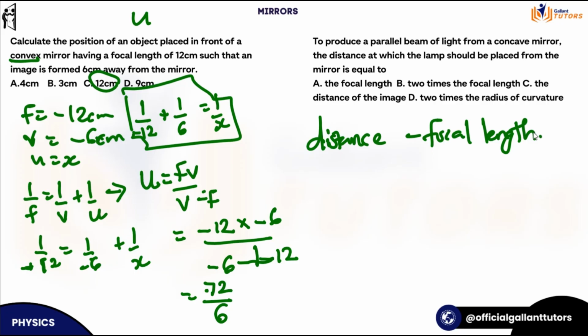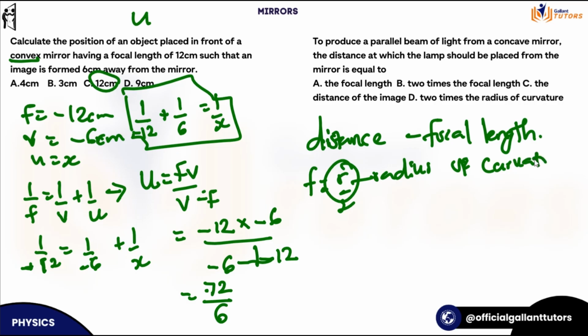So what of this? They said 2 times the focal length. No. F is equal to R over 2. Exactly. So you can't say 2 times the focal length. We're not talking about radius of curvature. So radius of curvature is not appropriate. To keep things short, A is the correct answer.